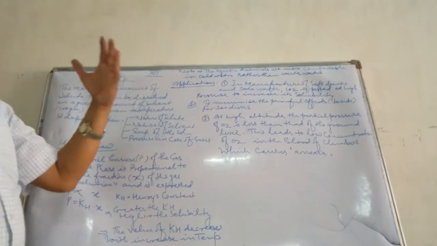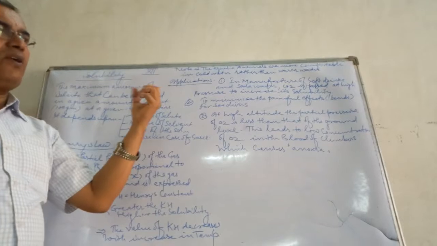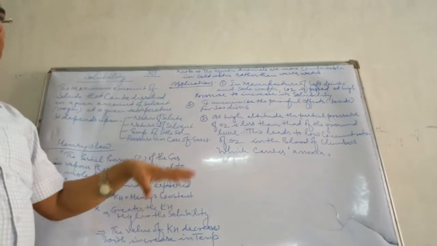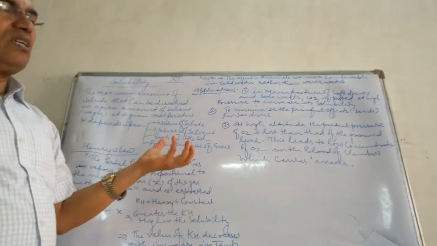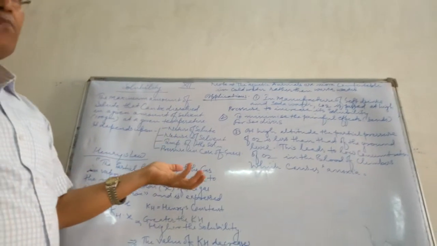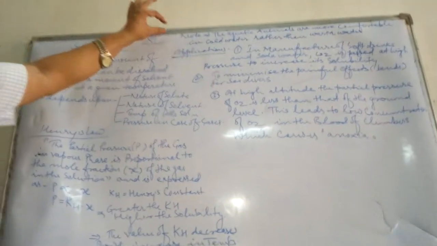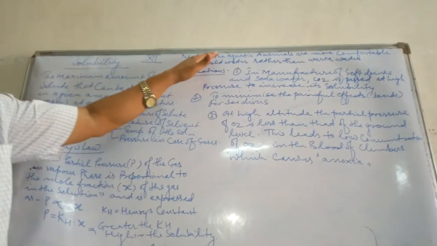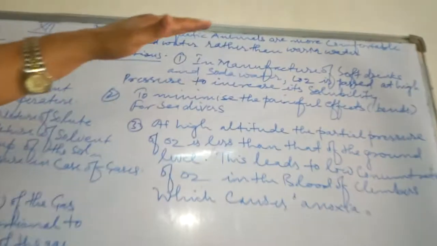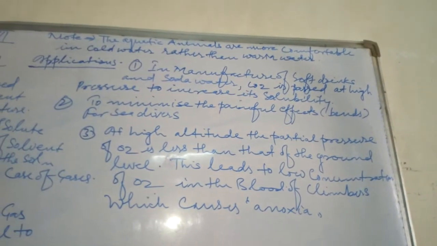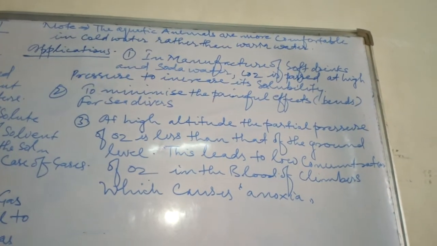During summers, at high temperature up to 40 or 45 plus, in water, ponds, rivers, lakes, everywhere the content of oxygen will be less in comparison to the content of oxygen in winter season. It is okay. So this is the point to be noted. The aquatic animals are more comfortable in cold water rather than warm water. So there are a few applications for Henry's law.